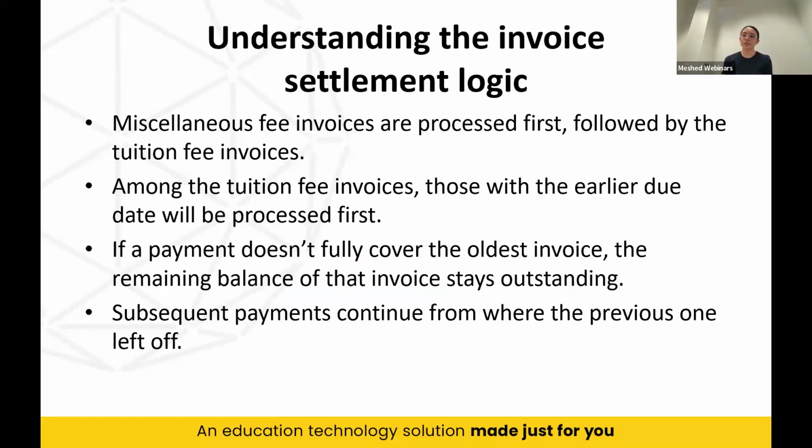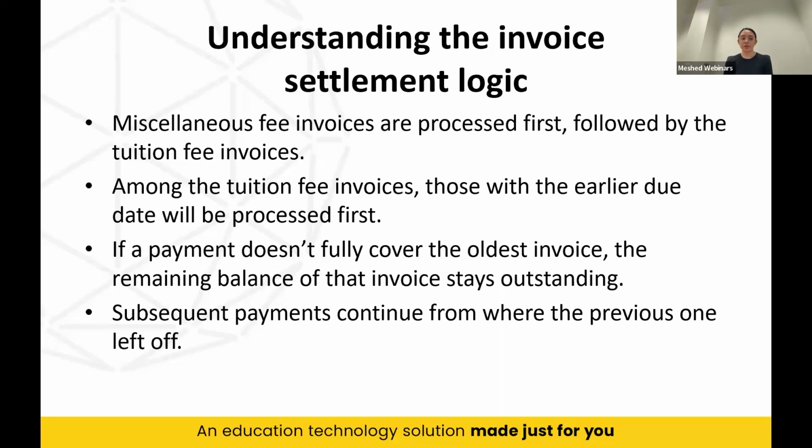Now, moving forward, I'd like to talk a bit more about the actual logic based on which the system allocates the payments to the invoices. The very first thing to understand would be the two types of invoices that we have in the system, which are tuition fees and non-tuition fees, non-tuition fees being essentially the miscellaneous fee invoices. When the payments are imported using this import bank statement feature, the miscellaneous fee invoices will get processed first. Only after that, the tuition fee invoice will get processed.